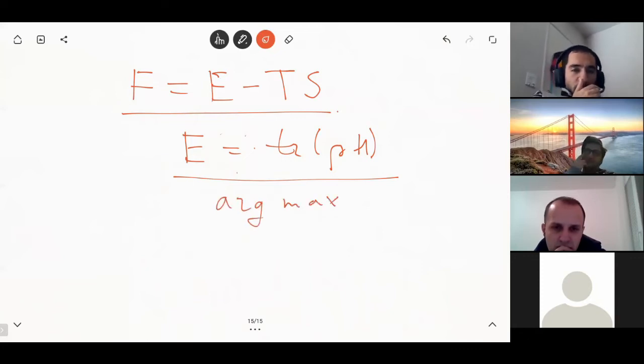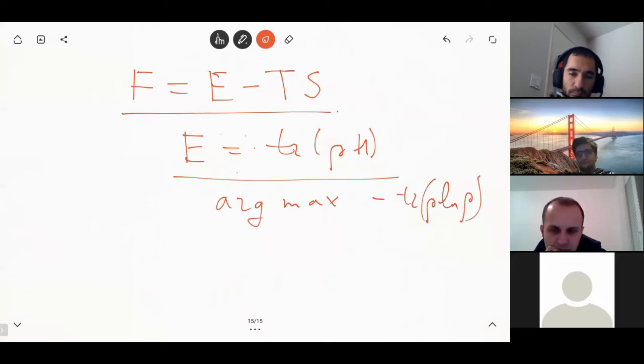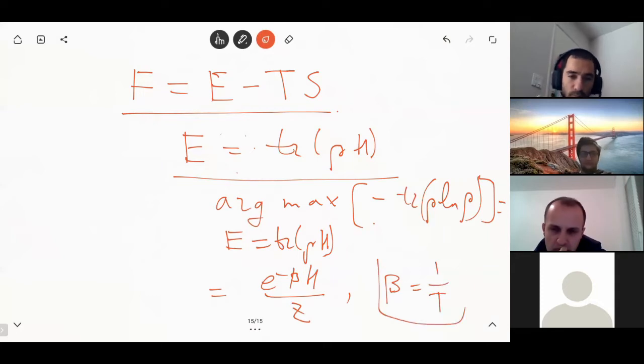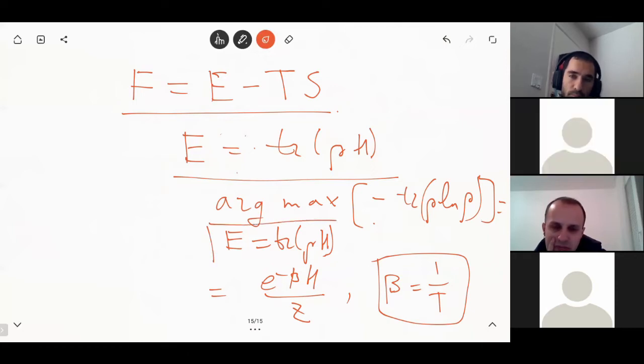So the arg max of minus trace rho ln rho under this condition is going to be equal to the thermal state, which is e to the minus beta H over Z, where this beta is the inverse temperature. I'm going to use these two interchangeably. Whenever I say beta, I mean 1 over T, and when I say T, I mean 1 over beta. And this beta is to be determined from this condition.